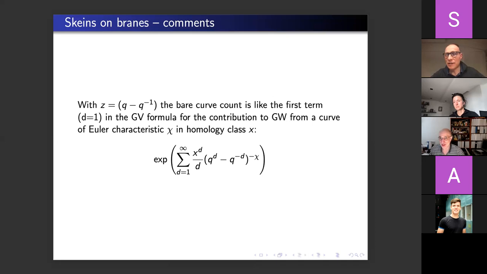No, I suggest using D2s because it will make the calculation much simpler. Yeah, I agree. The second comment is that what you were saying about multiple covers is very similar to what we had in mind with Alexei.